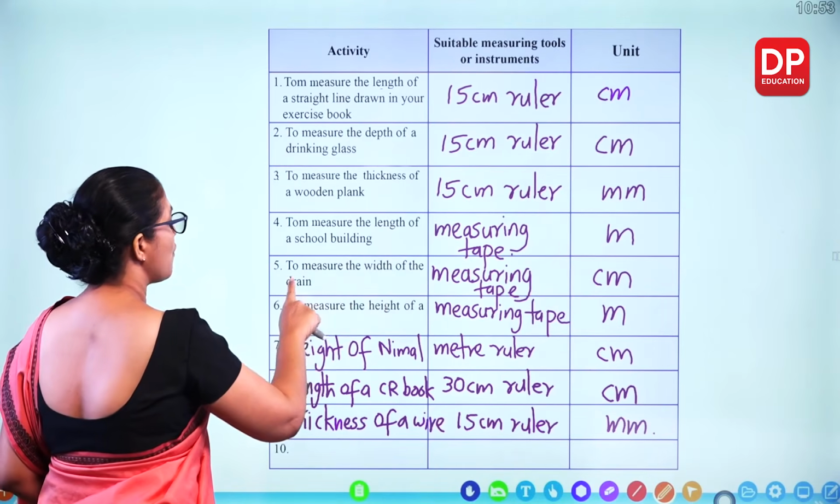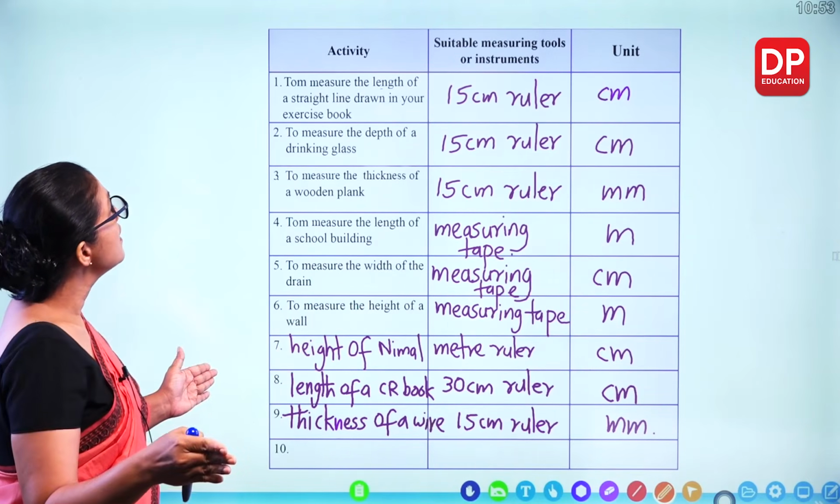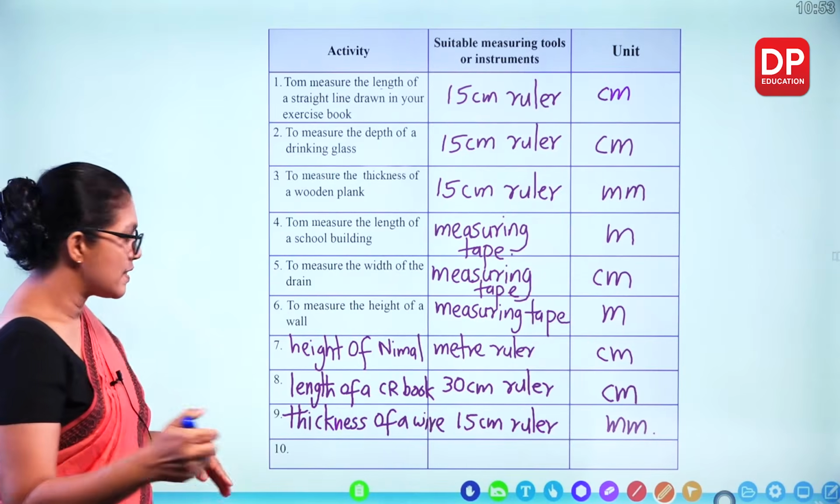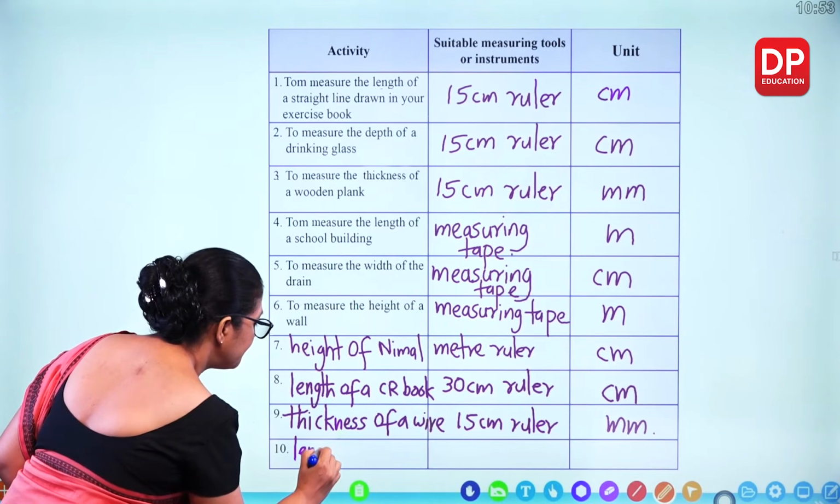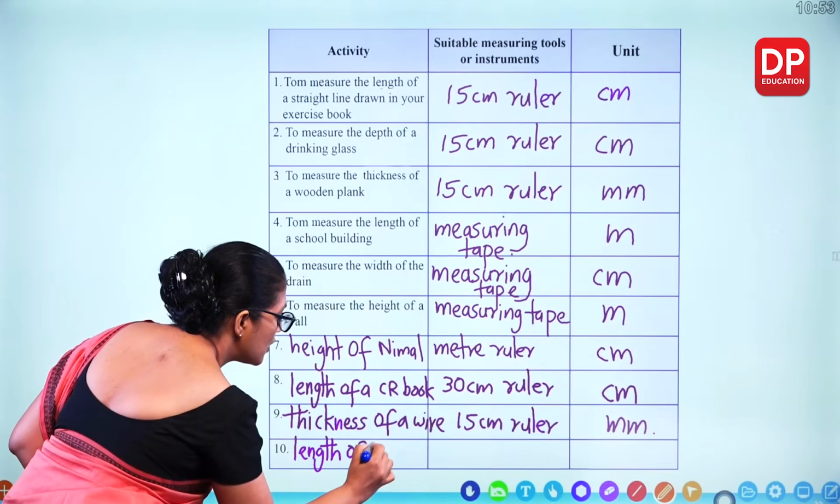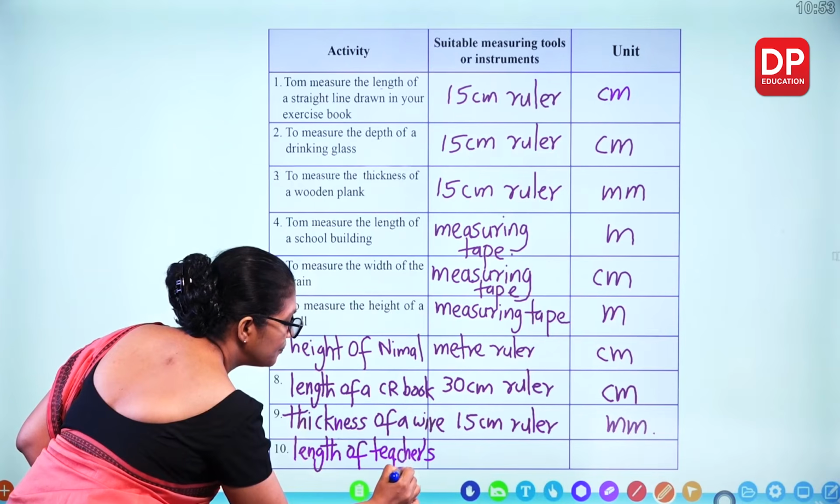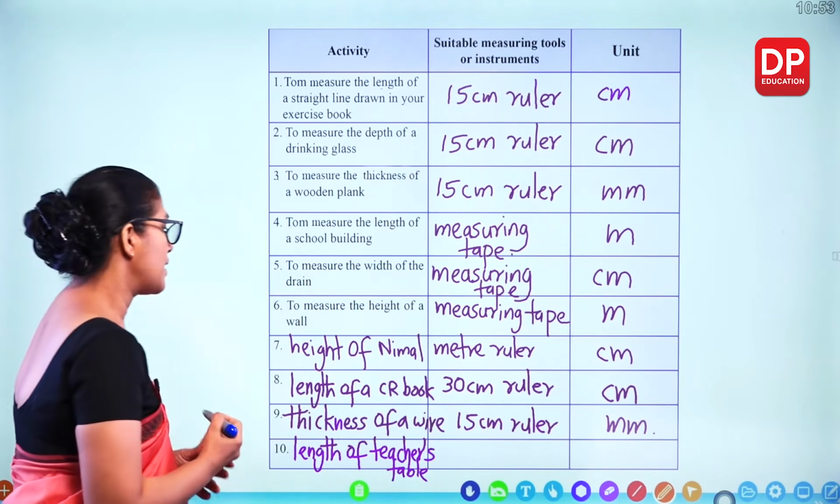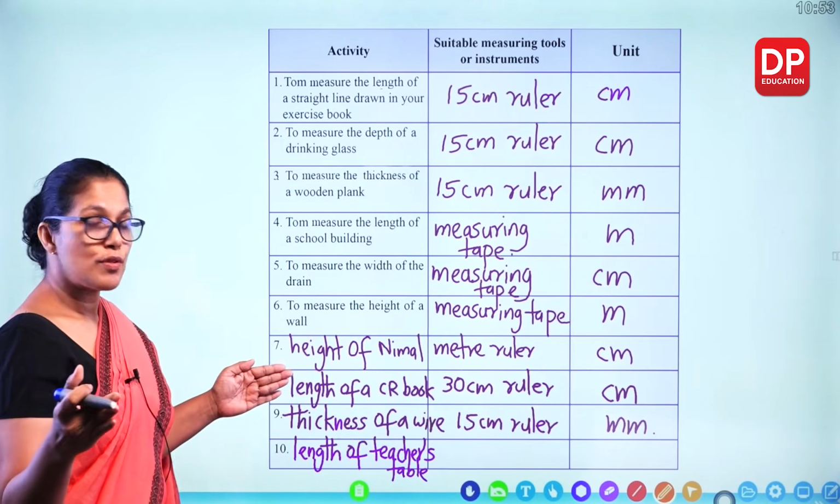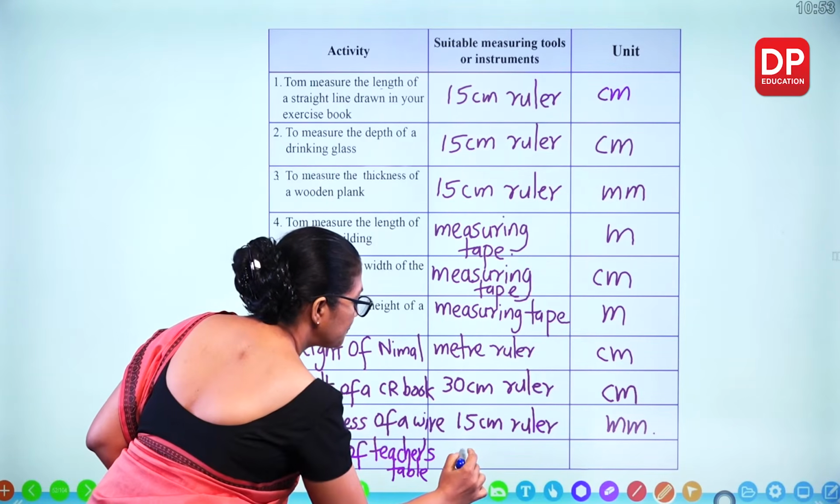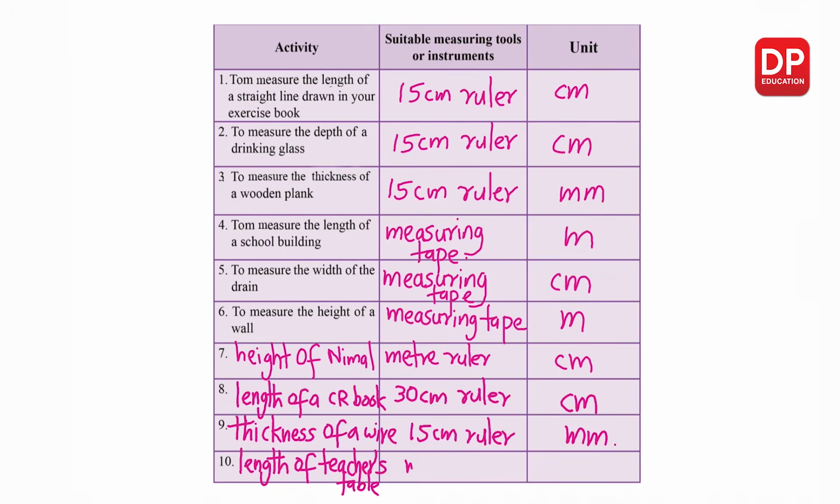So we can measure the teacher's table, length of teacher's table. So you can use a meter ruler. And it can be in centimeters or meters. Centimeters possible.